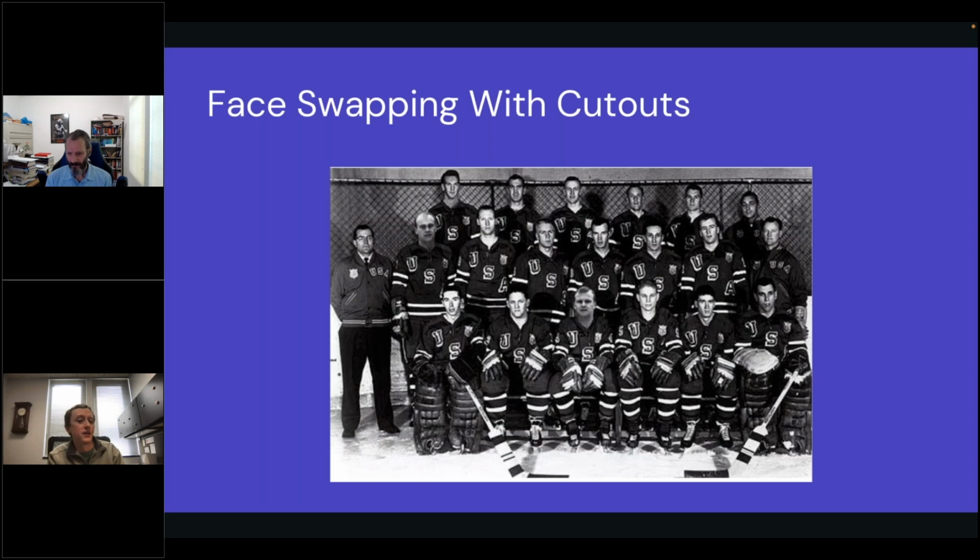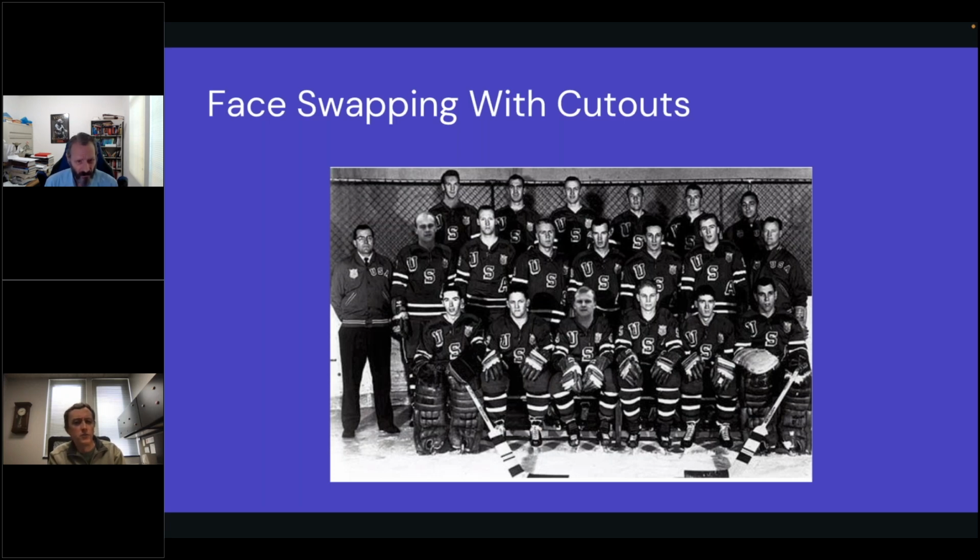Face swapping, again, something we're really interested in when we think about deep fakes. This is nothing new. This is a particularly hilarious example of face swapping because it's not very good, and I think that's why this photograph has persisted for so long. This is the USA hockey team from the early 1960s, which went on to Olympic glory, defeating the Soviet Union in a great moment in sports history.